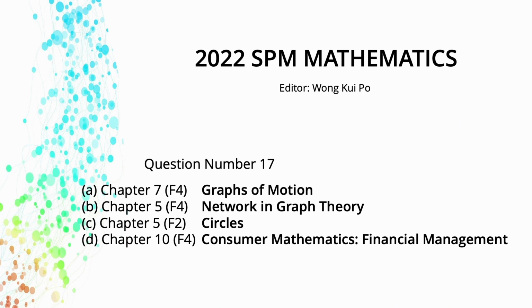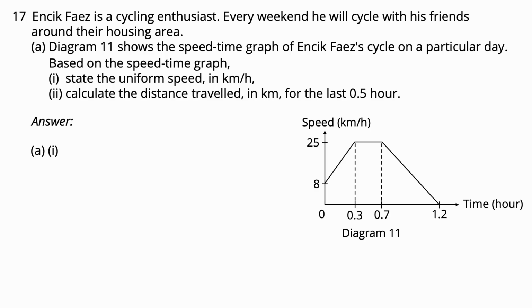Question number 17. A. Diagram 11 shows the speed-time graph of Insyaphah's cycle on a particular day. Based on the speed-time graph, 1. State the uniform speed in km per hour.